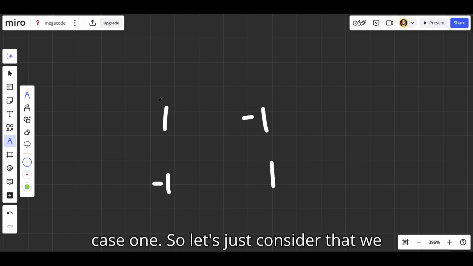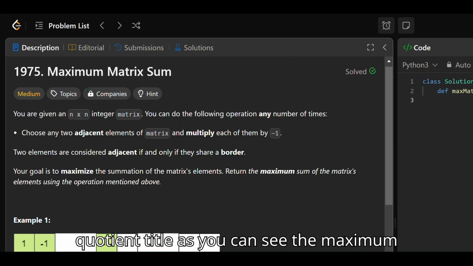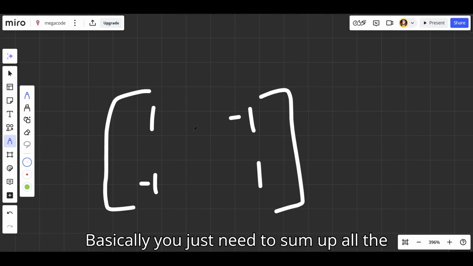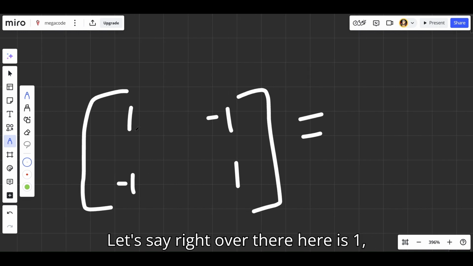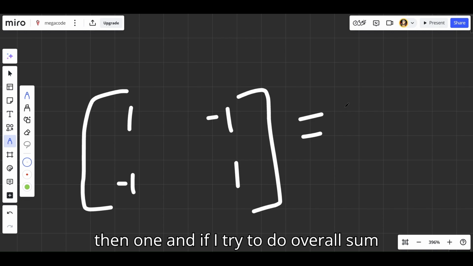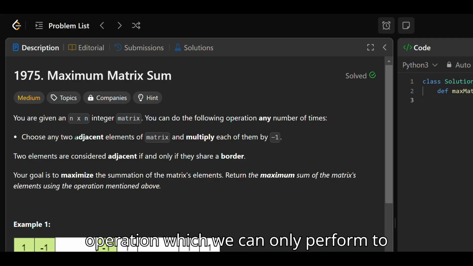So let's just consider that we have a matrix like this. Now in the question title, as you can see, the maximum sum of the matrix. So what does it mean? Basically, you just need to sum up all the values of the matrix and give the value. Let's say right over there, here's one, then minus one, and if I try to sum it up, it comes out to be zero. Now, according to the question, we are given one kind of operation which we can perform to maximize the sum of the matrix.